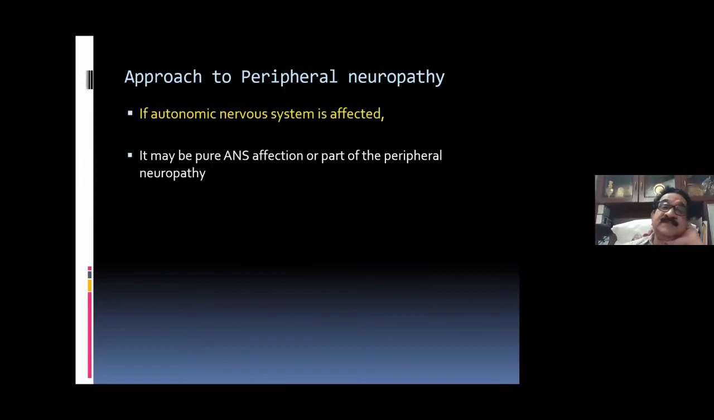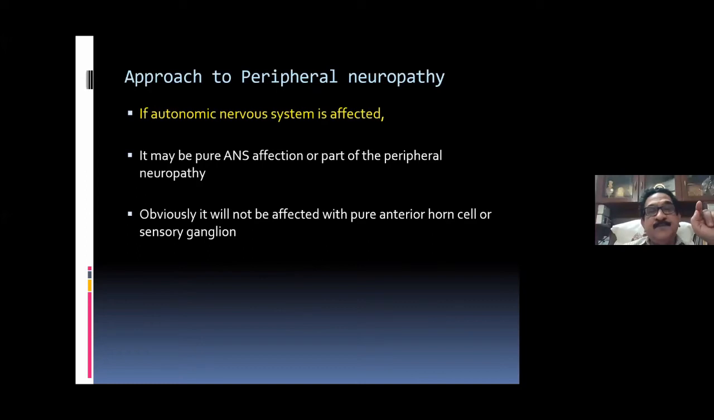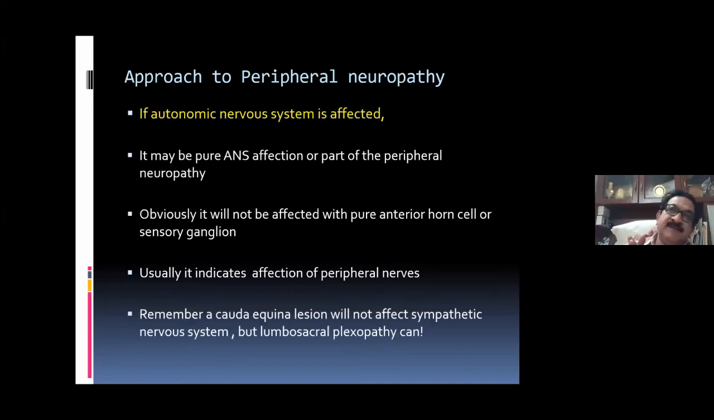If the autonomic nervous system is affected, it may be a pure autonomic neuropathy or part of a peripheral neuropathy. Obviously, it will not be affected in pure anterior horn cell disease or sensory ganglionopathy. If it is there, you can rule out this possibility, and it usually indicates a peripheral nerve lesion. Suppose you had a problem differentiating a cauda equina lesion from a lumbosacral plexopathy. A cauda equina lesion will not affect the sympathetic nervous system. It will not produce edema or trophic changes because the cauda equina does not carry sympathetic fibers.